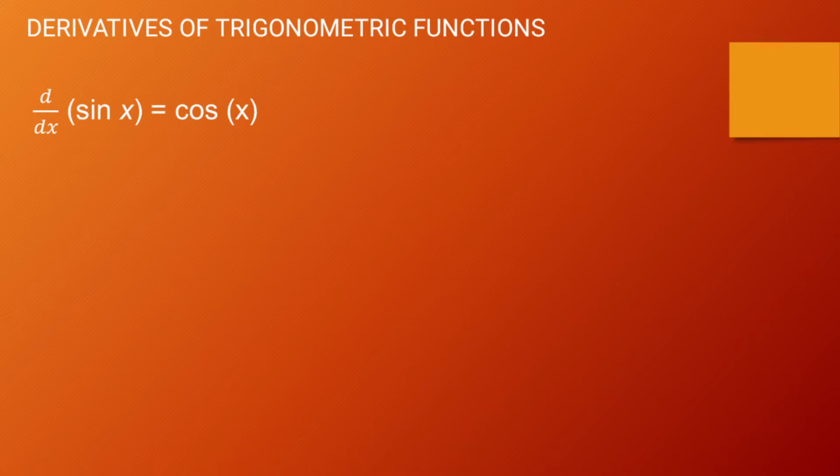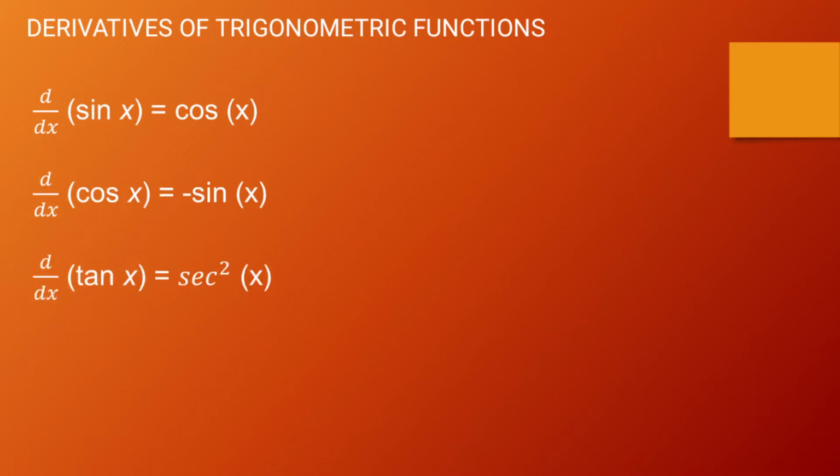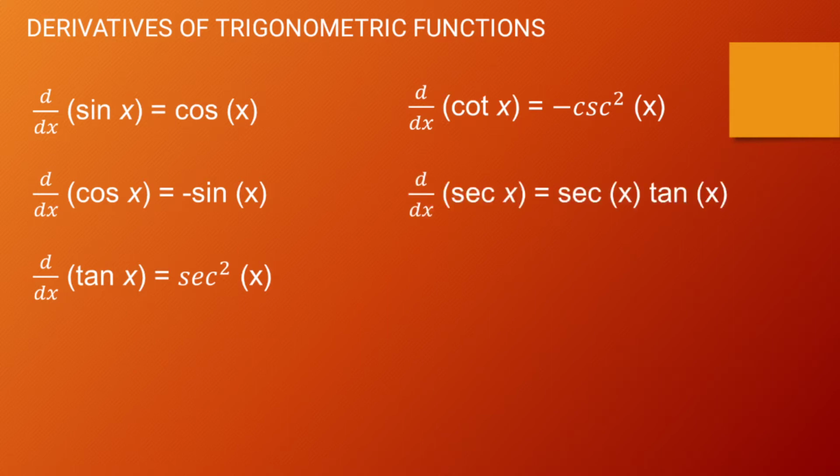First, we have the derivative of sine x, which is cosine x. The derivative of cosine x is negative sine x. And the derivative of tangent x is secant squared x. The derivative of cotangent x is negative cosecant squared x. The derivative of secant x is secant x tangent x. And the rule for the derivative of cosecant x is negative cosecant x cotangent x.